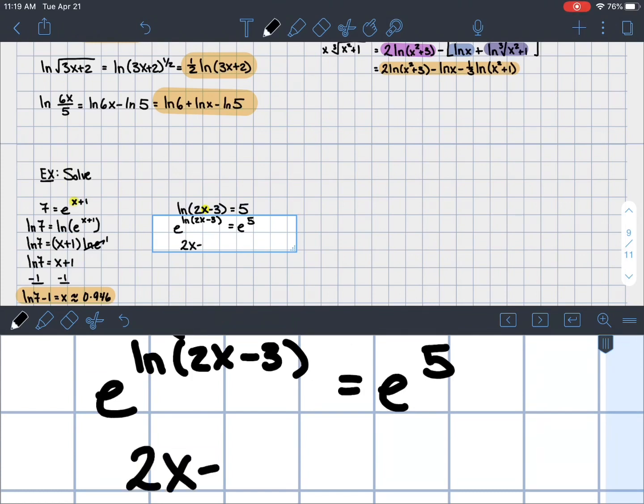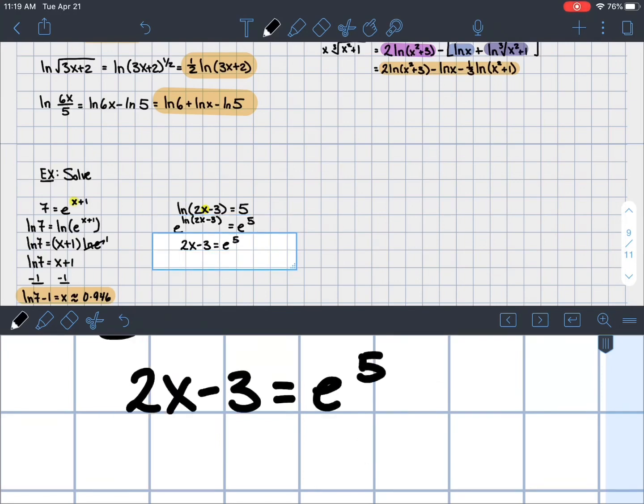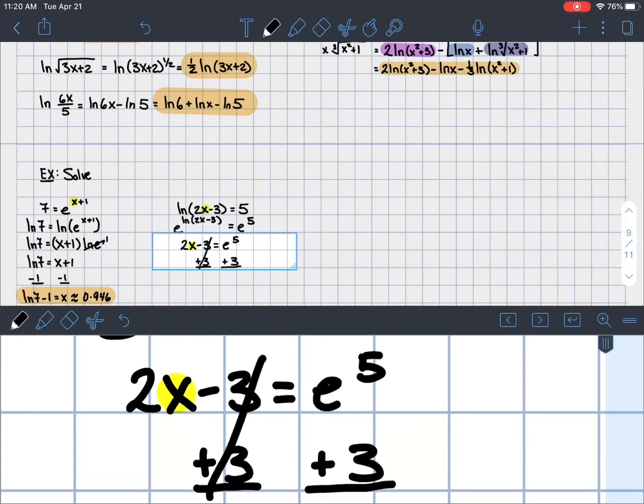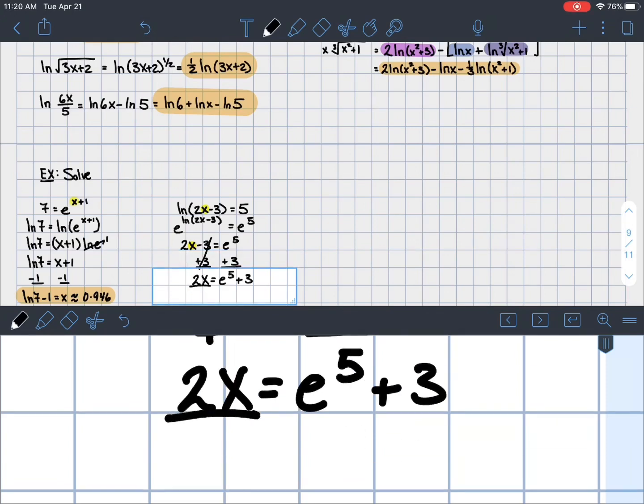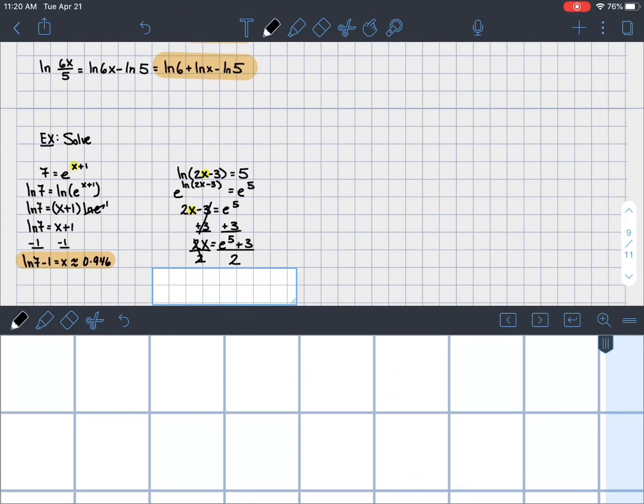From here, it really is a simple algebraic equation that we have done many times before. First, we're going to do the additive inverse. We're going to add 3 to both sides because it is in a separate term than the one that x is in. And finally, we're going to do the multiplicative inverse, and we're going to divide 2 away on both sides. Here we'll have an exact answer. Remember that e is a number, so e to the 5 is a number.